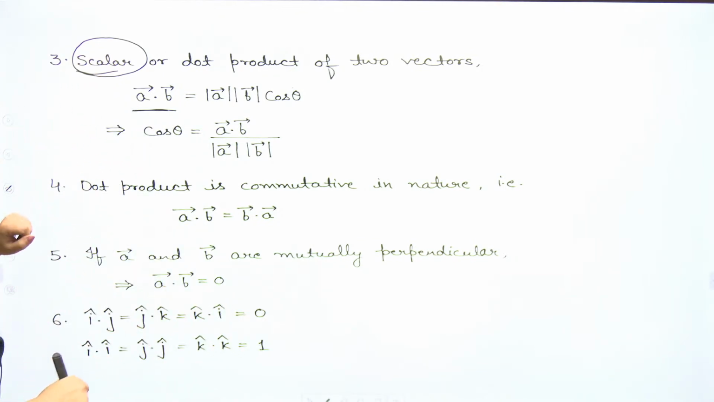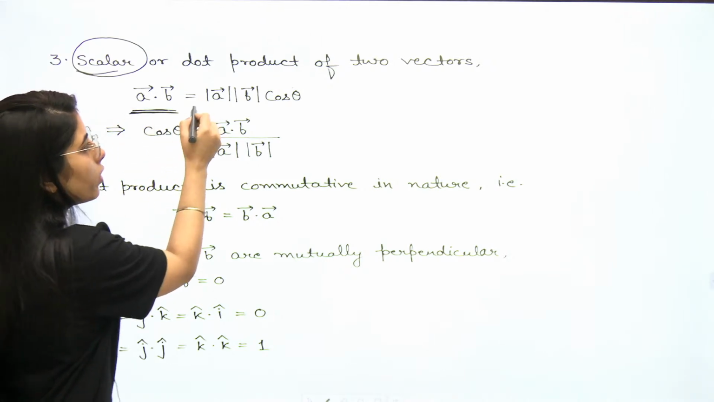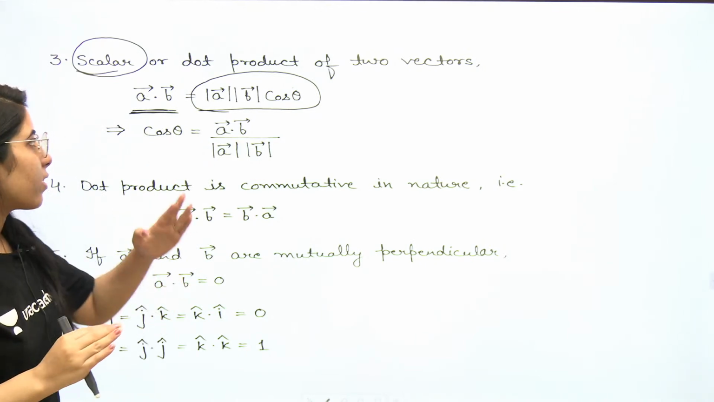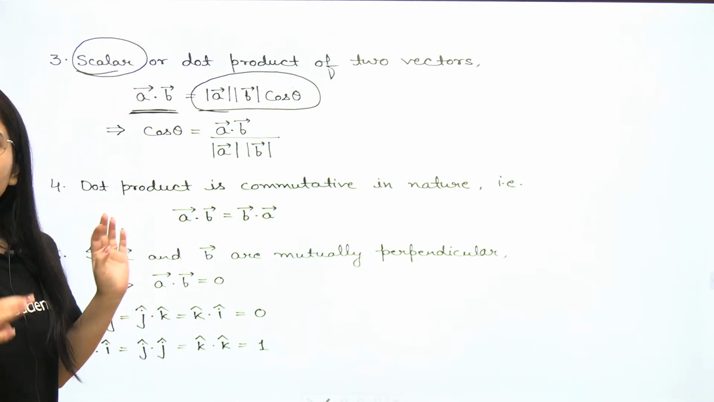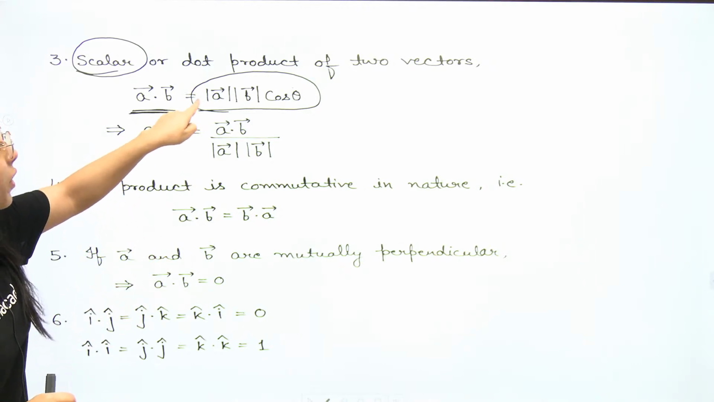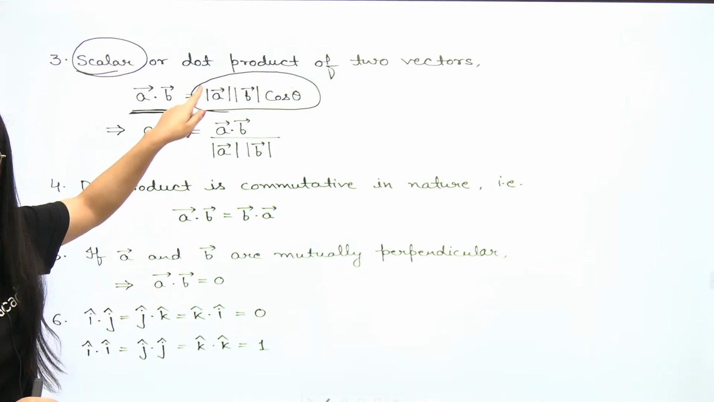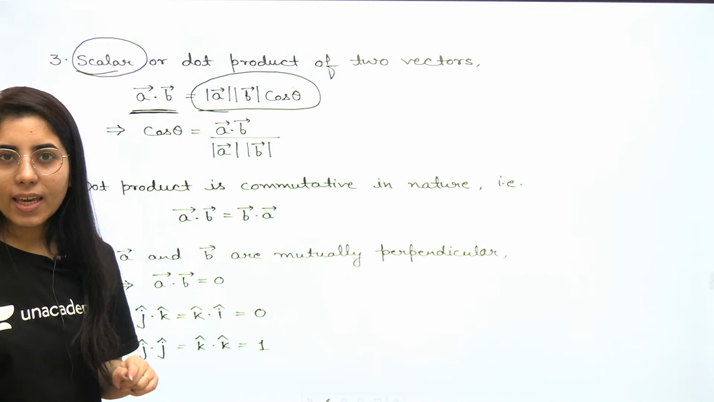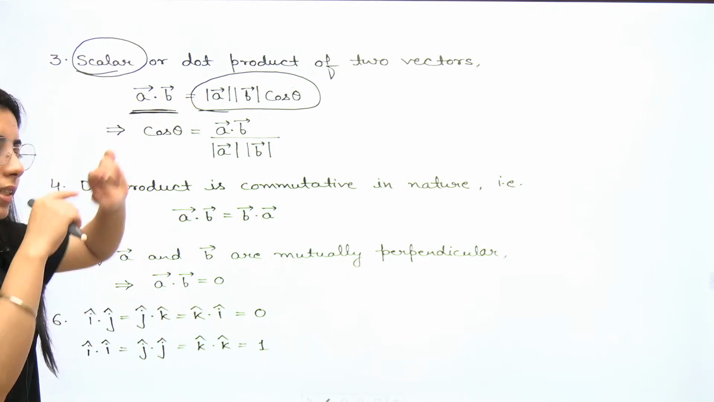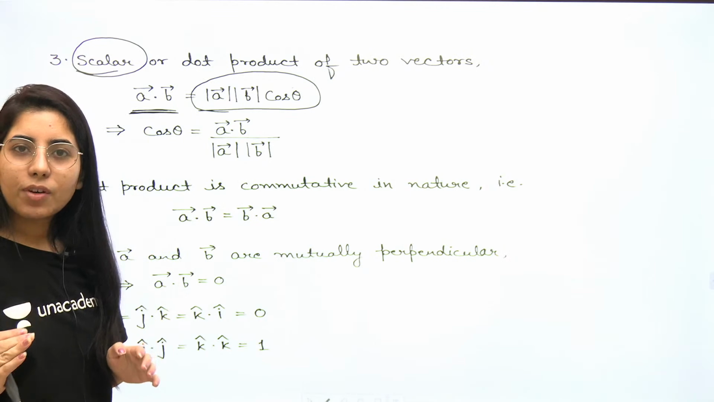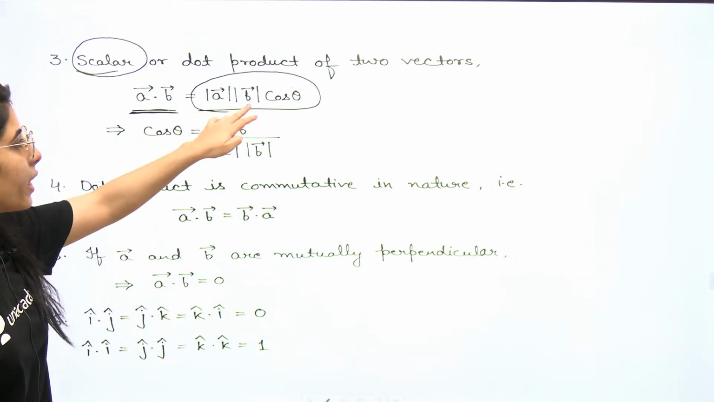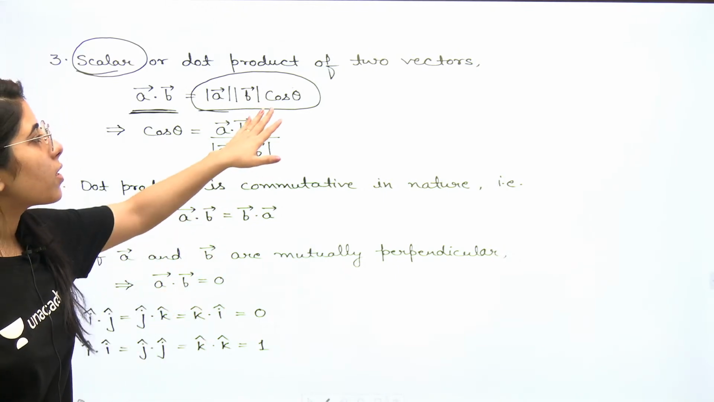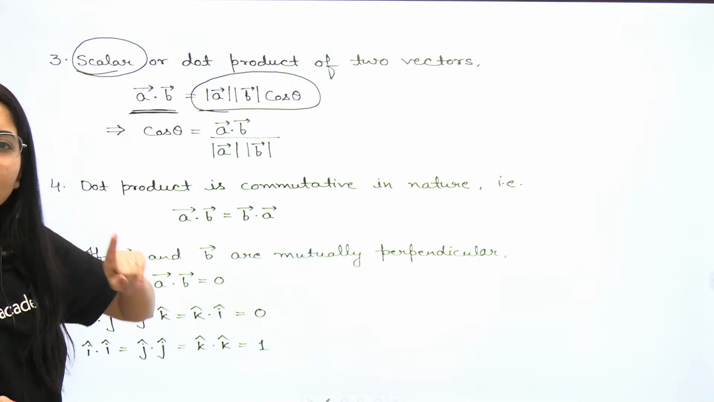In this case, A dot B will be equal to mod A mod B cos theta, where theta is the angle between the vectors A and B. So you can write it in general. And what is this magnitude you are considering here? If vector A is given as ax i cap plus ay j cap plus az k cap, then its magnitude is the square root of ax square plus ay square plus az square. Similarly for B, you will have to consider the magnitude here. You can't write the vectors as they are. Then cos theta, where theta is the angle between A and B vectors.